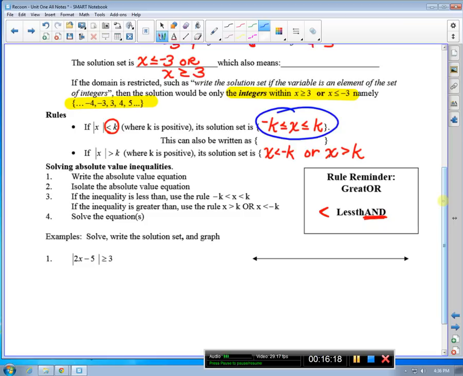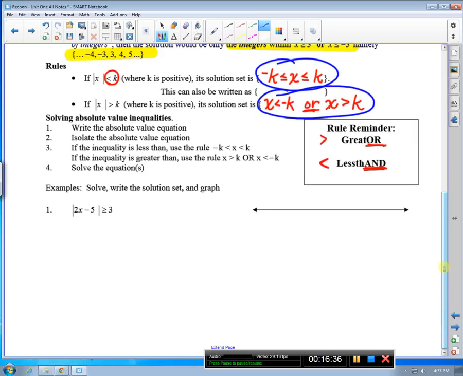If we have a greater than symbol with our absolute value on the left, then we know we're going to have an or, a disjunctive situation, and we're going to have this situation here. So try and remember less than and greater, and it will help you get some of these done, or at least recognize if your answer is correct.